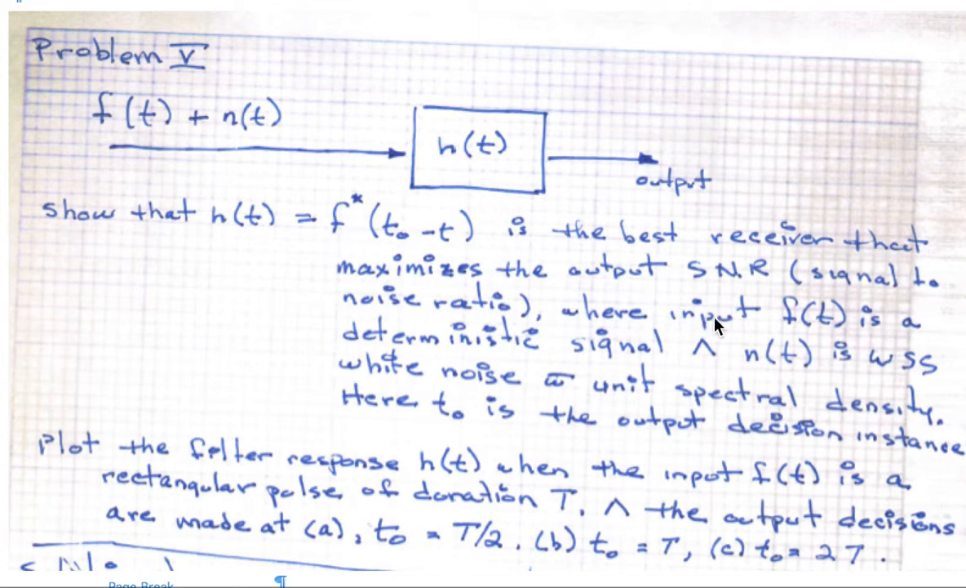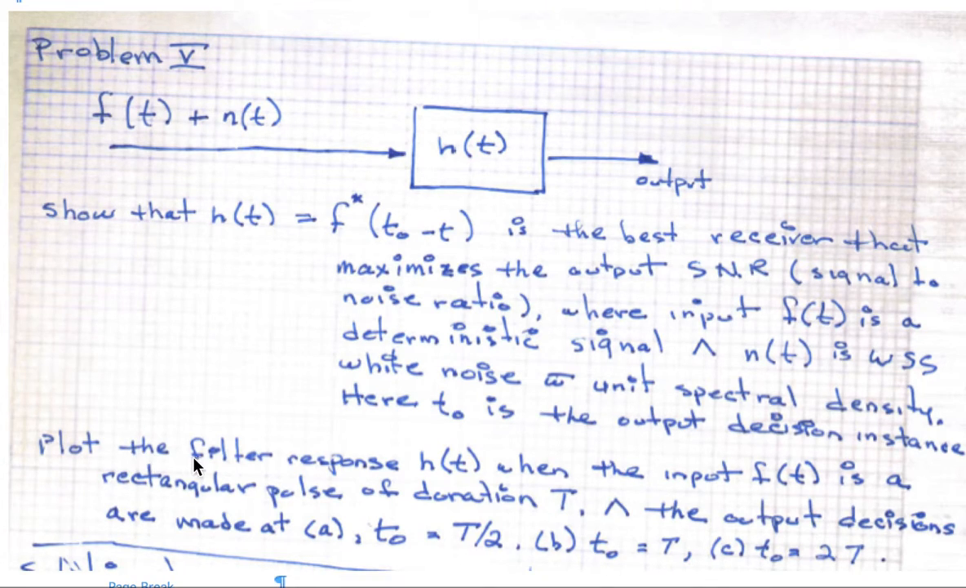where the input f(t) is a deterministic signal and n(t) is a WSS, wide sense stationary, white noise, with a unit spectral density, where T0 is the output, this time instance.